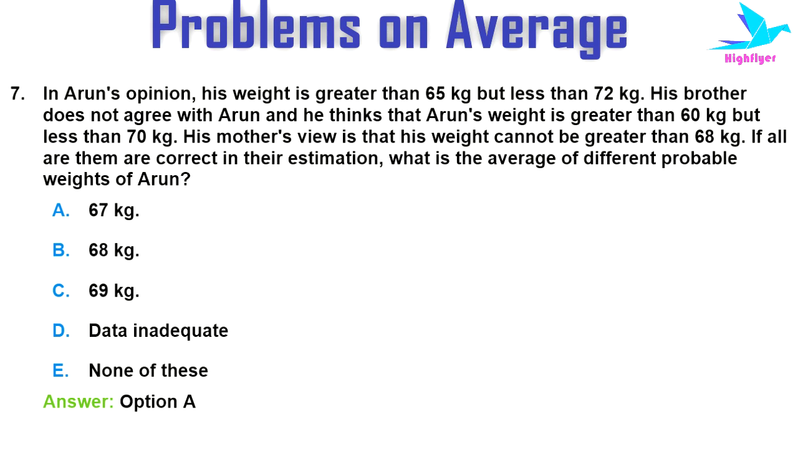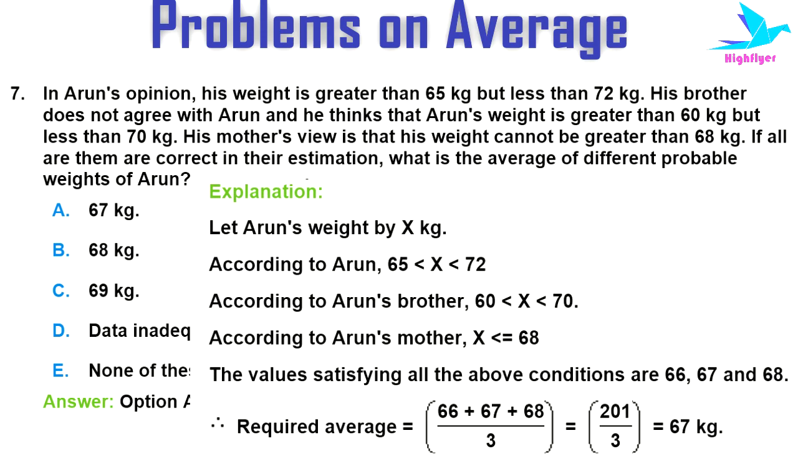Let's see the explanation and know how. Let Arun's weight be x kg. According to Arun, his weight is greater than 65 but less than 72. According to Arun's brother, his weight is greater than 60 but less than 70. And according to Arun's mother, his weight is less than or equal to 68. So now the possible numbers which satisfy all the three conditions are 66, 67 and 68. Now to find the average weight, we just need to find the average of all three numbers. That means the answer is 67 kg.